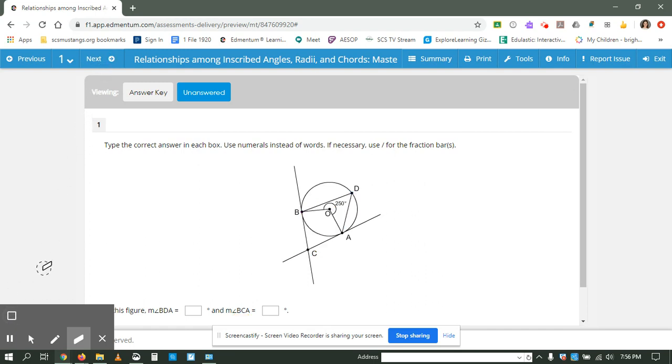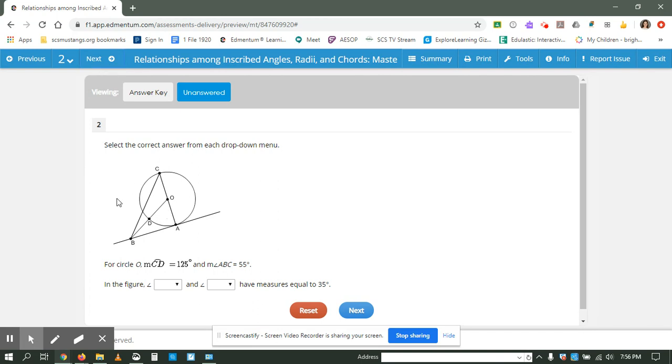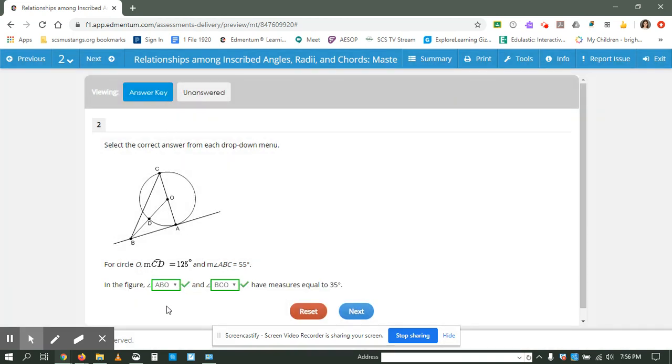Right, looking at the second question. This one is something that we didn't cover in class, and it goes above and beyond the level that I would like for you to do for this one. So feel free to give it a try, but if you'd like to double check your answer, there you go. First one's ABO, and second one is BCO.